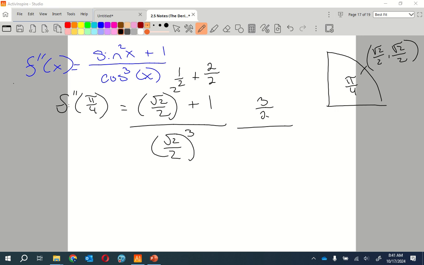Now the bottom is going to be kind of a mess, right? So as I expand this, this is going to give me rad 8 over 2 to the third power. 2 times 2 is 4, times 2 again is 8. Right? Okay, can I factor anything out of there? A 4, right? So that's going to give me 2 rad 2 over 8, which will reduce by a factor of 2, and I get rad 2 over 4.